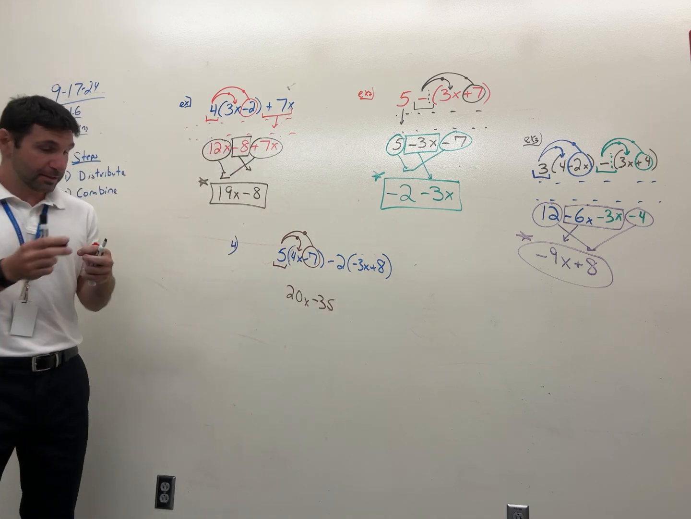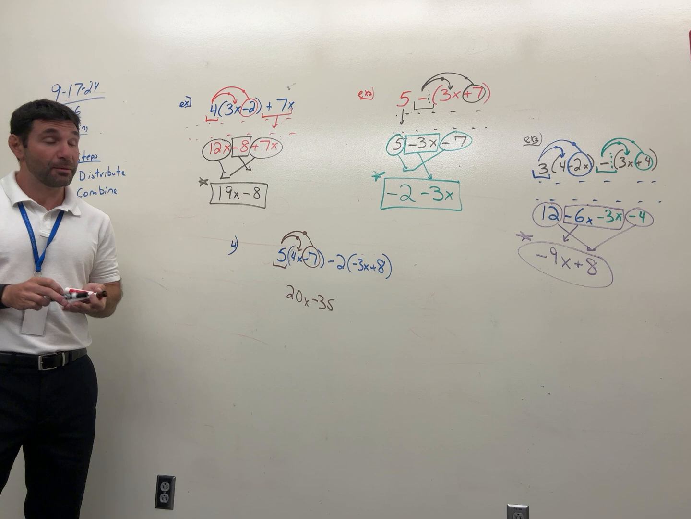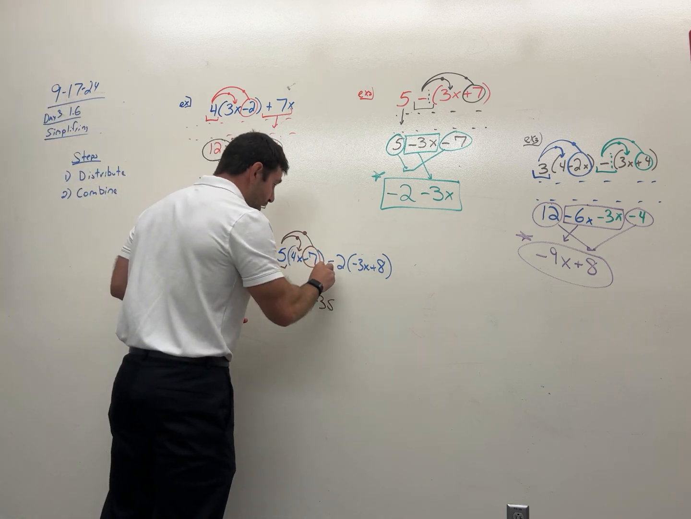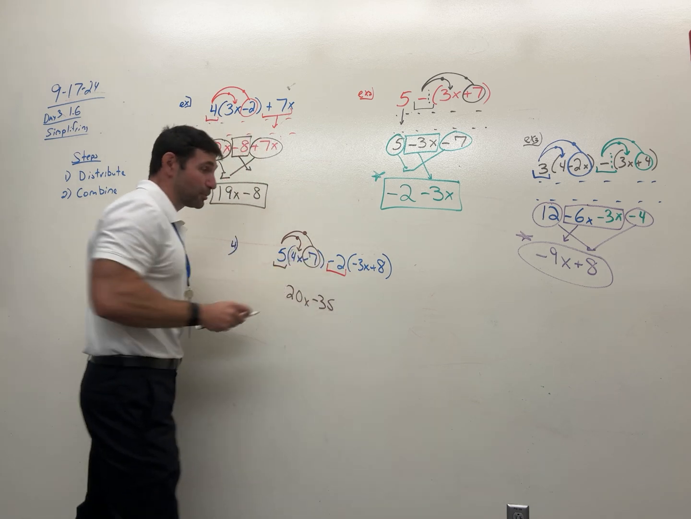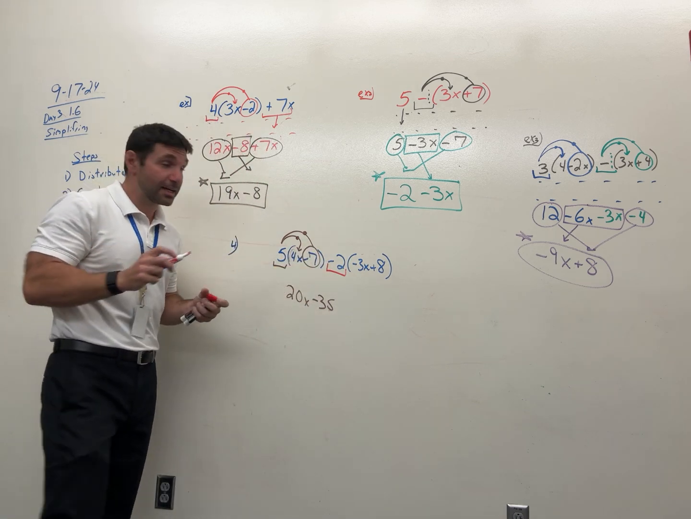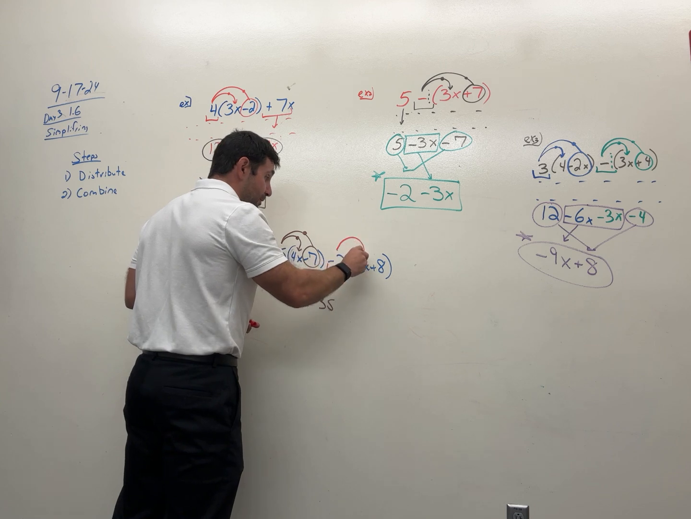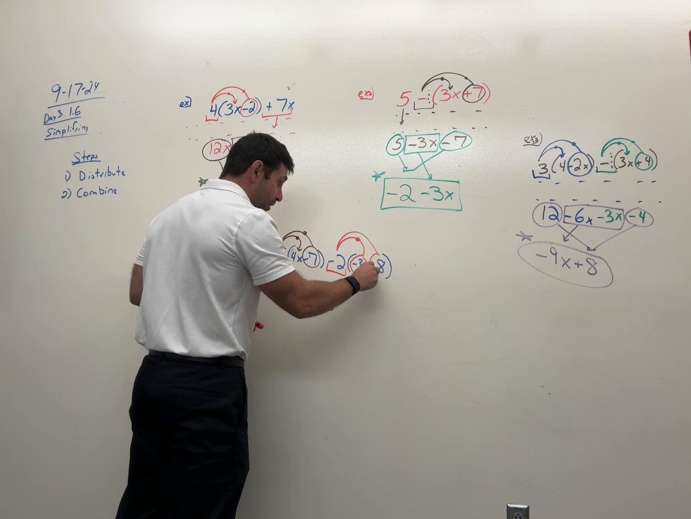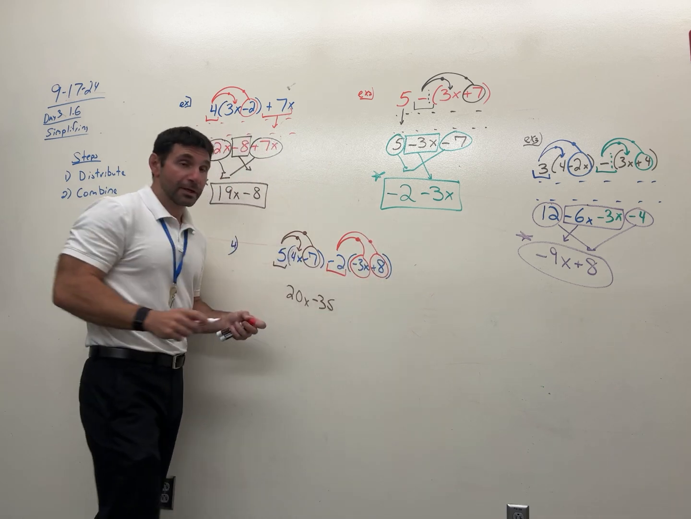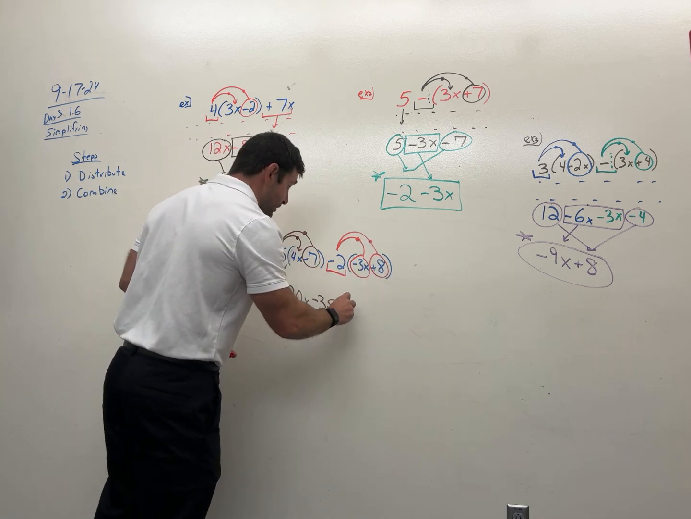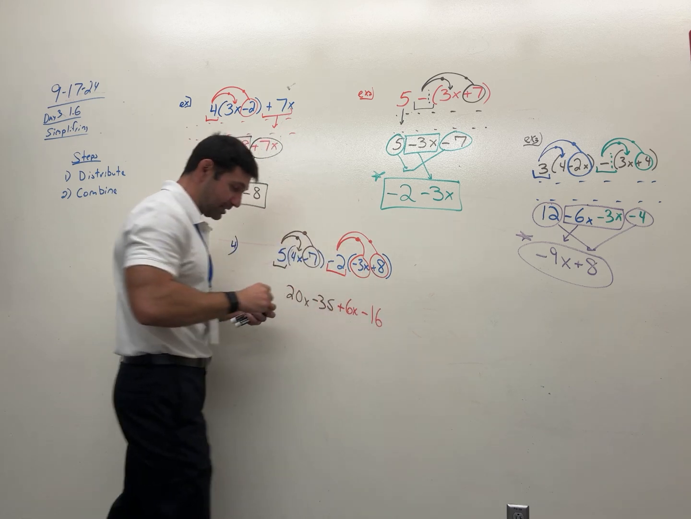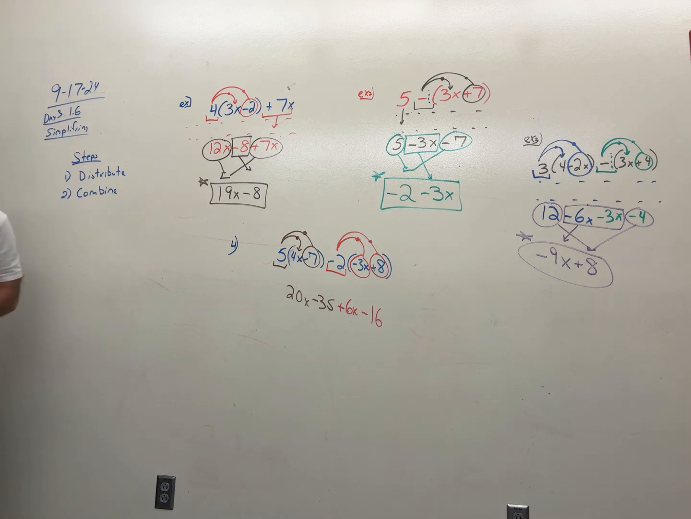Okay? Then, what else are we distributing? And this is a problem. What else are we distributing? The negative 2. Very good. I see a lot of people just put a 2. You have to include the sign. Negative 2 to the negative 3x, negative 2 to the positive 8. Negative times the negative is positive 6x. Negative 2 times positive 8 is negative 16. I looked around, most of you had that part. Most of you did well there.